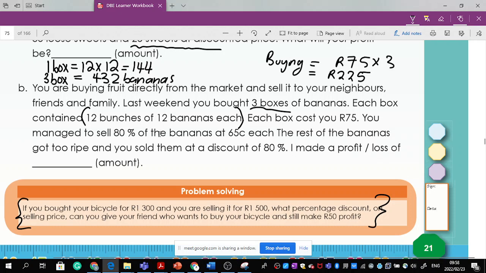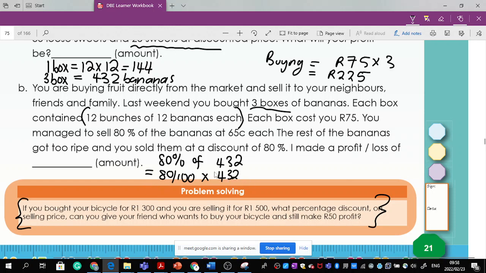All right. Now, what did I want to say? Oh, this. They say you are selling 80% of those bananas at 65 cents. Okay, I feel like I need to go back to my board because I don't have space. So which means 80% of 432 bananas are being sold at 65 cents. What is 80% of 432? It's going to be equal to 80% over 100 times 432.